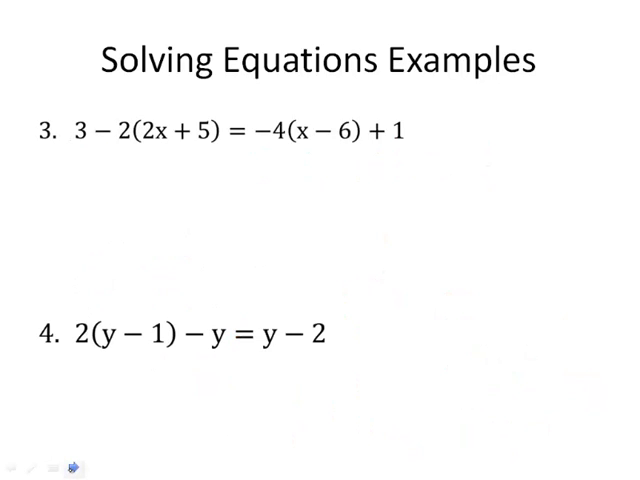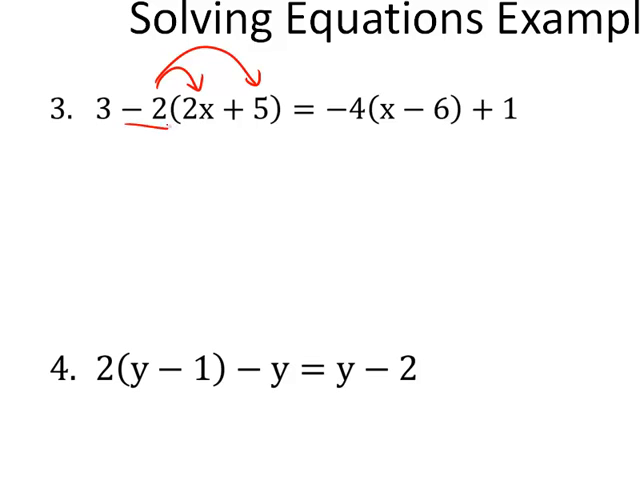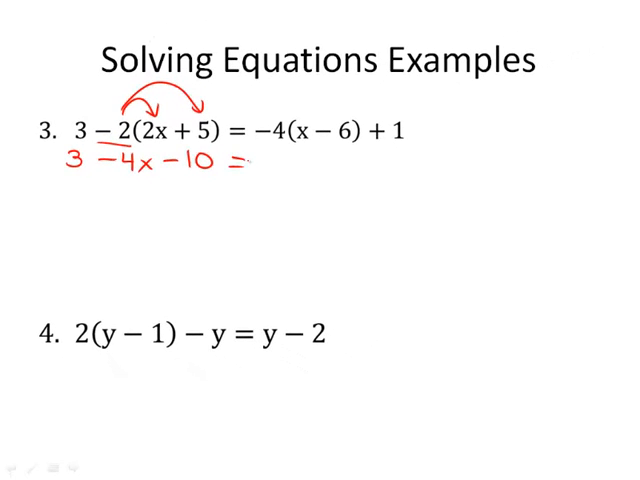Let's move on to some bigger examples here. We're going to follow the exact same steps. So we want to simplify both sides completely, which we can start with distribution first. Let's complete that step first. We're going to multiply negative 2 by 2x and by 5. The 3 stays. So negative 2 times 2x gives us negative 4x. Negative 2 times 5 gives us negative 10.